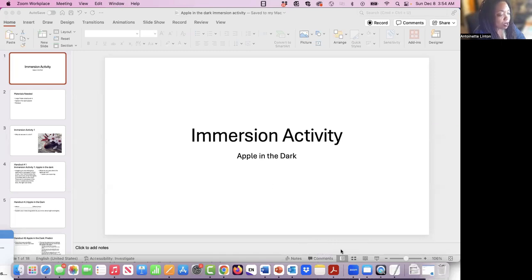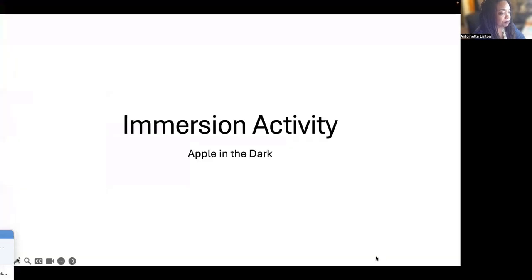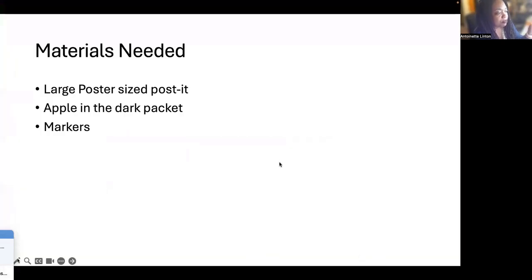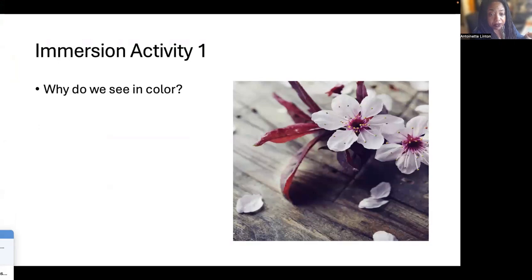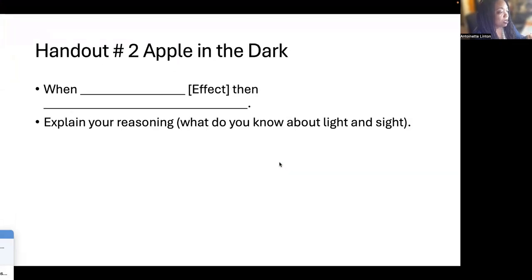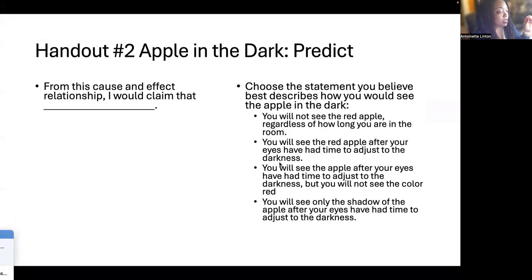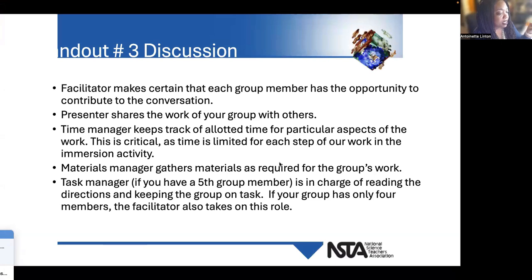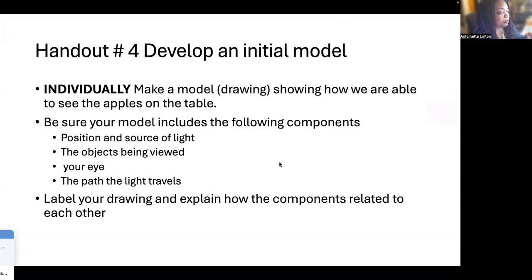So if you can recall, we completed this immersion activity at the beginning of the semester. So it was the apple in the dark. We had materials. We started off with an immersion question, why do we see color? And I took you through all of the hypothesis, the anchoring phenomenon, your prediction, and then I made sure that you all were working in groups and you did an initial model.